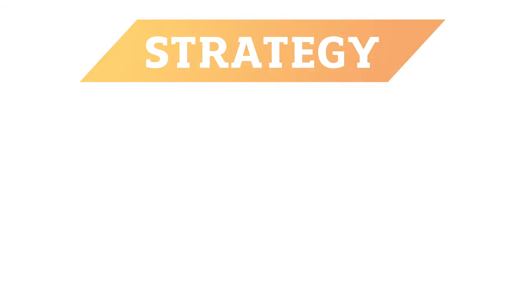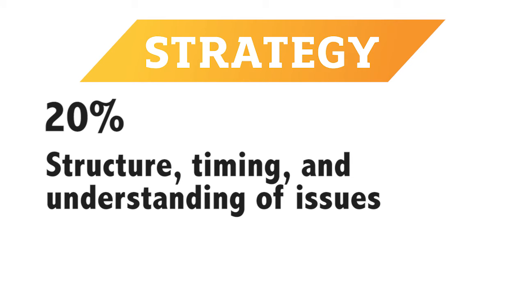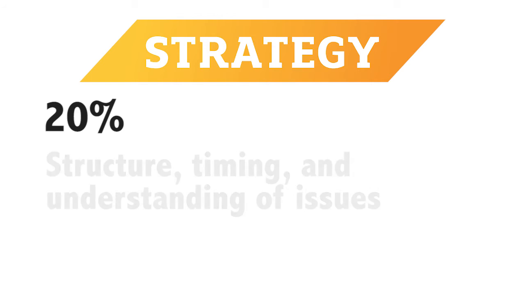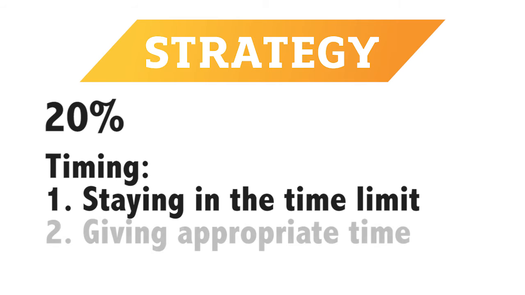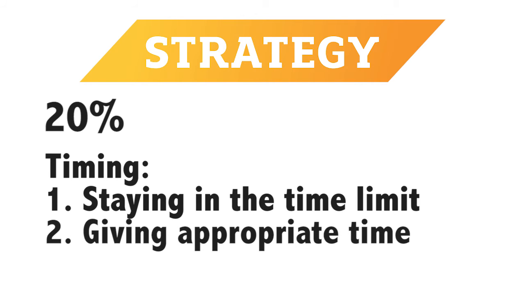Finally, the third area to be considered when evaluating each of the debaters' speeches is the area of strategy. Strategy counts for 20% of the total score. Strategy includes things like the structure and timing of the speech, as well as the understanding of the issues. Strategy should also include staying within the time limits for the speeches, and whether the debater spent an adequate amount of time on a given issue, depending upon its importance in the debate.